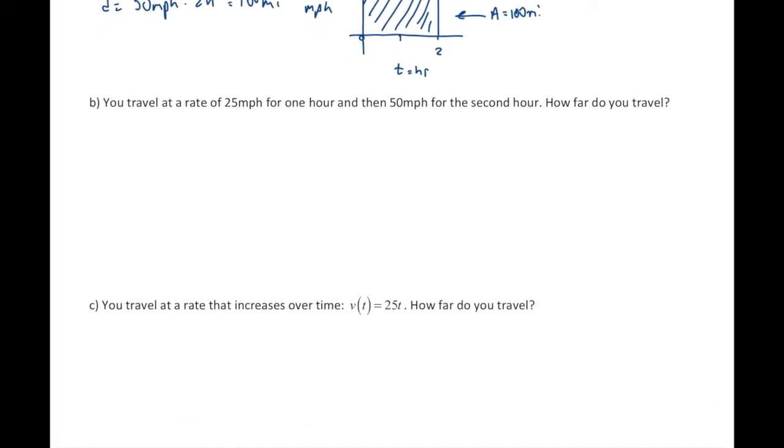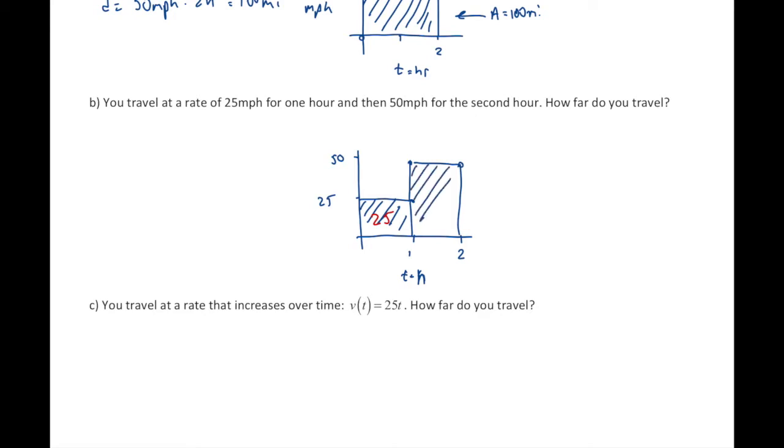Let's say we travel at a rate of 25 miles per hour for 1 hour, and then 50 miles per hour for the second hour. What's our total distance? Now, graphically, we're going over the same idea, 2 hours, so that's our time in hours. Now we're going 25 miles per hour for 1 hour, and then we're going at 50 miles per hour for a second hour. So for that first hour, we've traveled a total of 25 miles. That second hour, we've traveled a total of 50 miles, and we've got a total of 75 miles traveled.